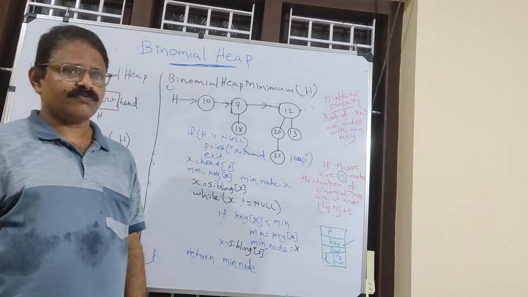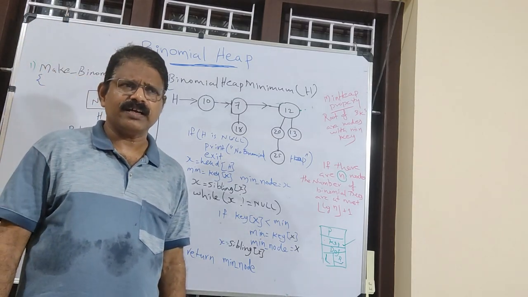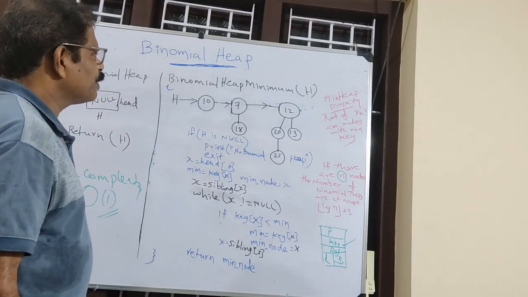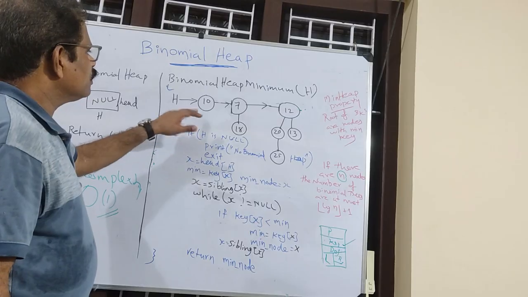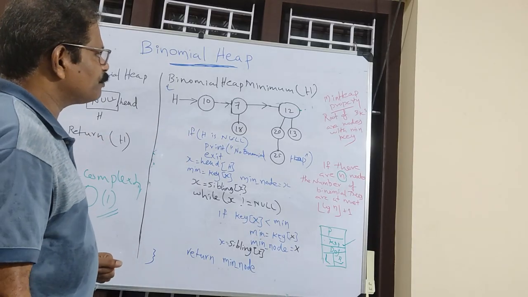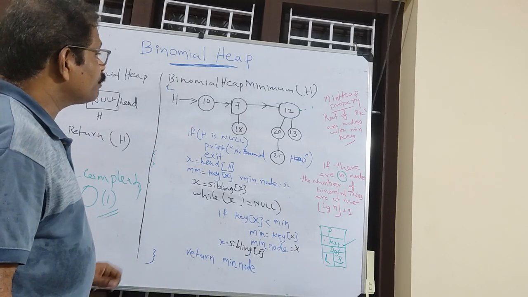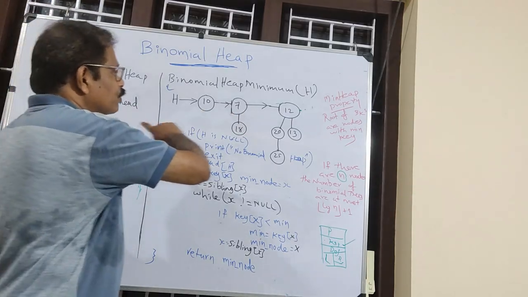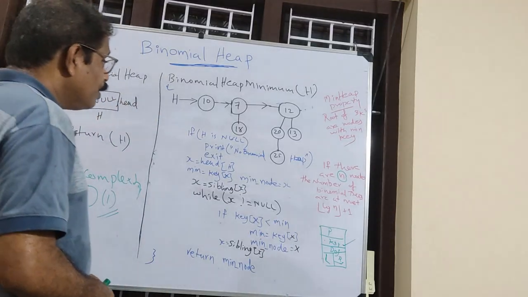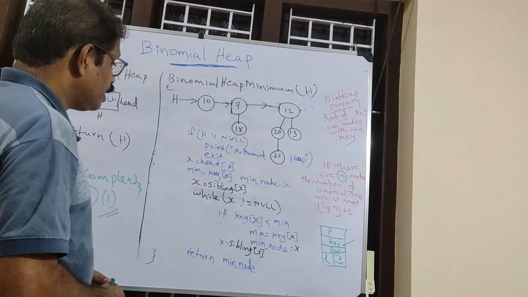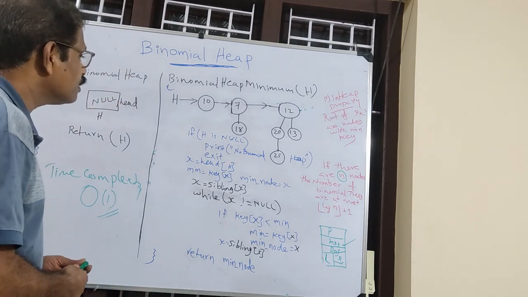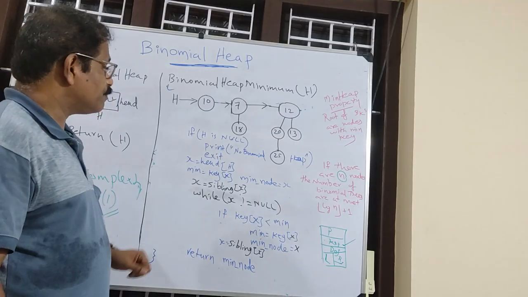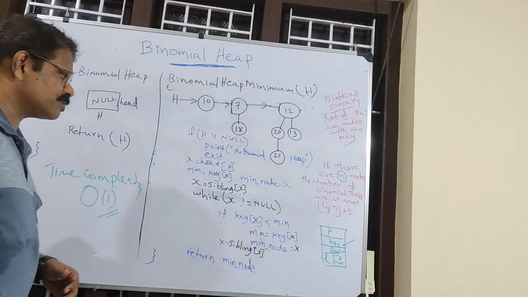The next operation is finding the minimum element in the given binomial heap. Binomial heap minimum: we know these binomial trees follow the minimum heap property. So the minimum element will be at the root of every tree. So we have to traverse the roots and find out the root with minimum key value. That is our task. For that, first we will check whether this H is null or not. If it is null, no binomial heap, we can exit.